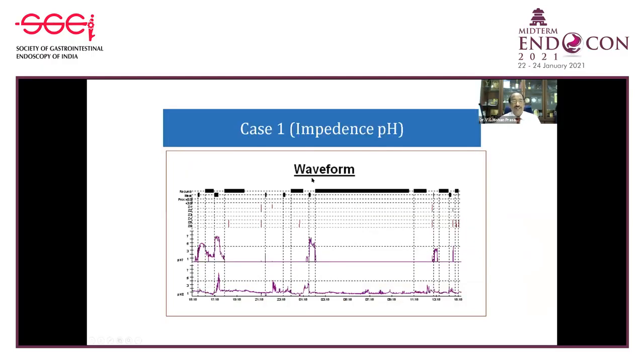You look at the impedance pH. Anything that comes below the dotted line means significant acid reflux into the esophagus. You see here in the middle of the night, between 1:15 and 3:15 a.m., the patient has significant reflux. Again, some more reflux post-lunch, starting at 3:15 to 4:15 and 5:15.